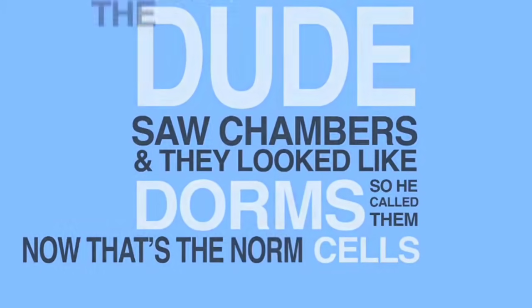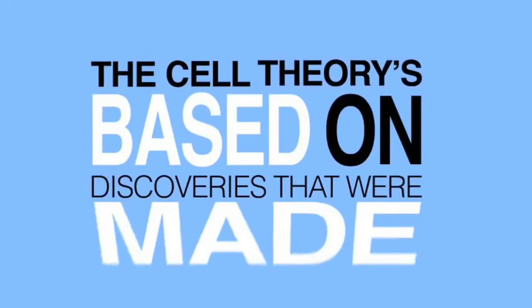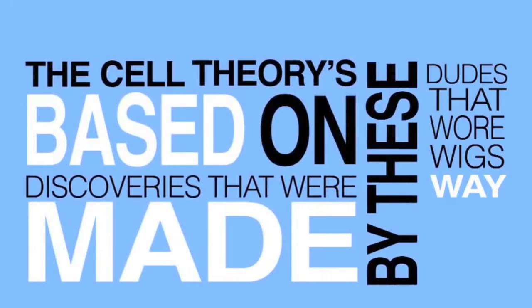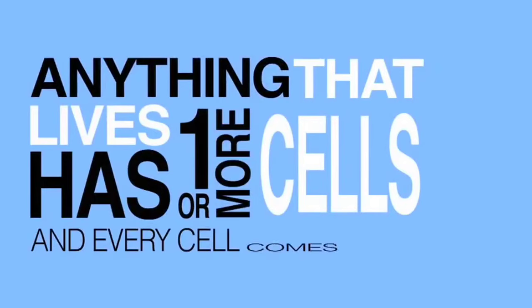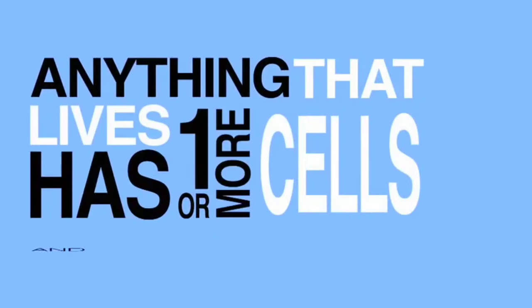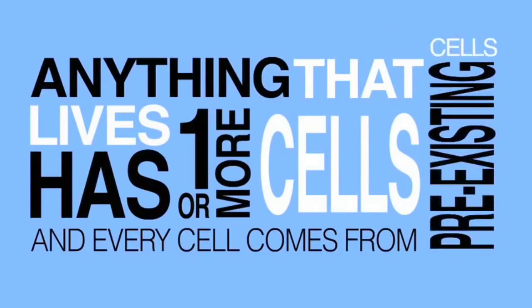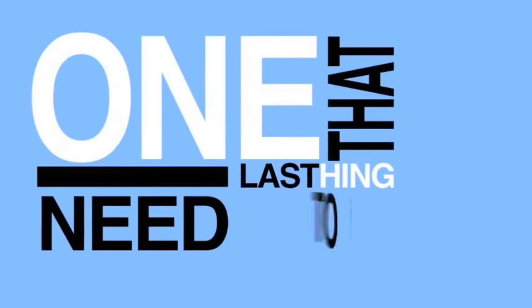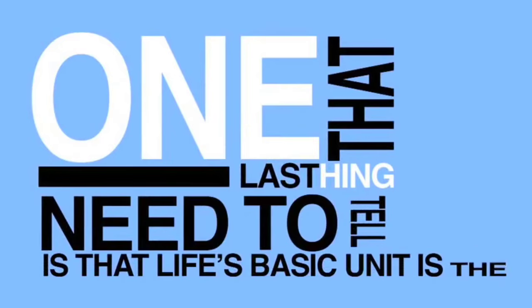Now that's the norm. The cell theory is based on discoveries that were made by these dudes that wore wigs way back in the day. Anything that lives has one or more cells, and every cell comes from pre-existing cells. One last thing that I need to tell is that life's basic unit is the cell.